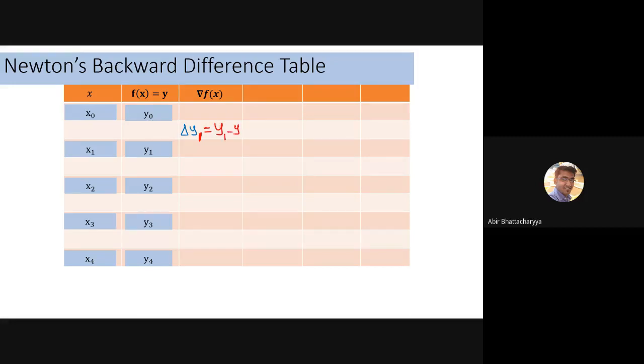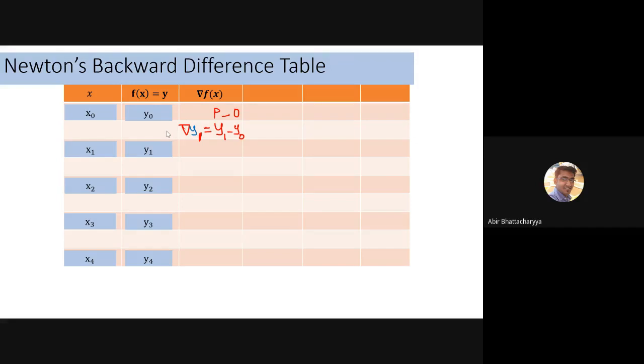y1 minus y0. y1 is your present, y0 is your old. Present minus old. Sorry, this is backward. Extremely sorry, I put the wrong sign here. It is backward y1. I hope you didn't make the mistake from my sign only.